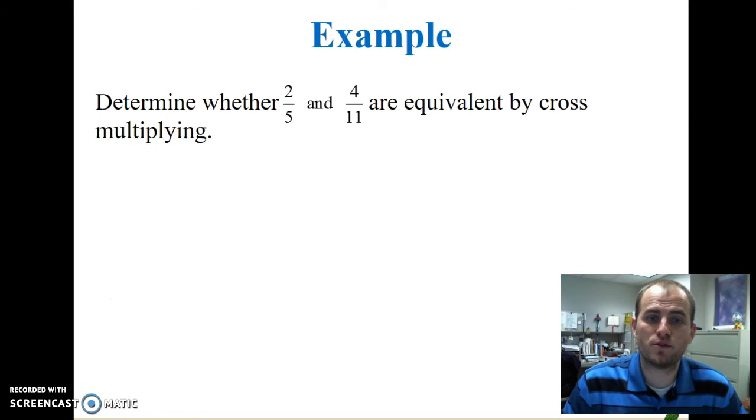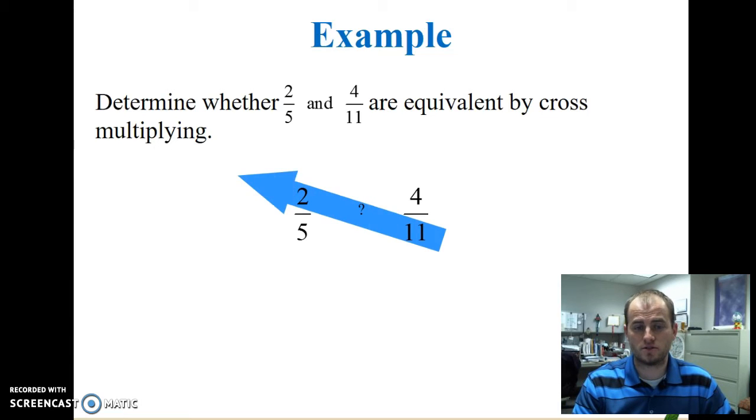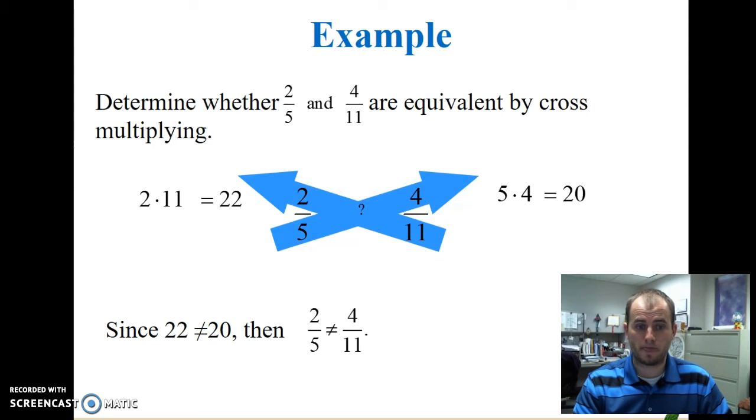Okay? So is 2/5 the same thing as 4/11? If you multiply across, that would be 22. This one would be 20. So we know those are not the same fractions. They're not equivalent. So for number 3, why don't you try A and B? Is 6/15 the same thing as 34 over 85? And is 8 over 11 equal to or equivalent to 18 over 26?